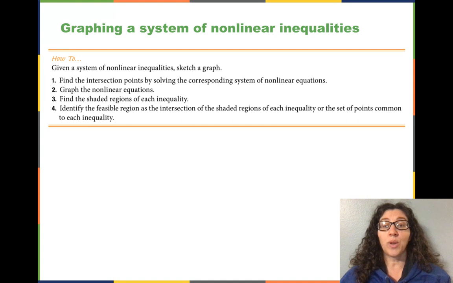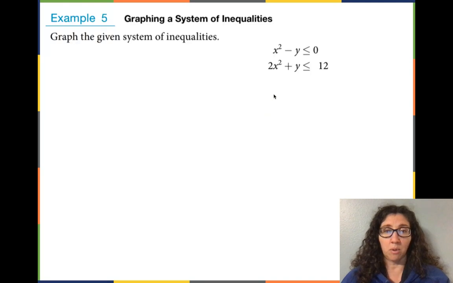All right, so what if we have a system of nonlinear inequalities? This also works for linear inequalities. If we have a system of inequalities, the first thing you do is find the intersection points by solving the system of equations. Then we graph them. We find the shaded regions of each inequality separately, and the intersection of the shaded regions is the solution to the whole system of inequalities. So let's do an example.